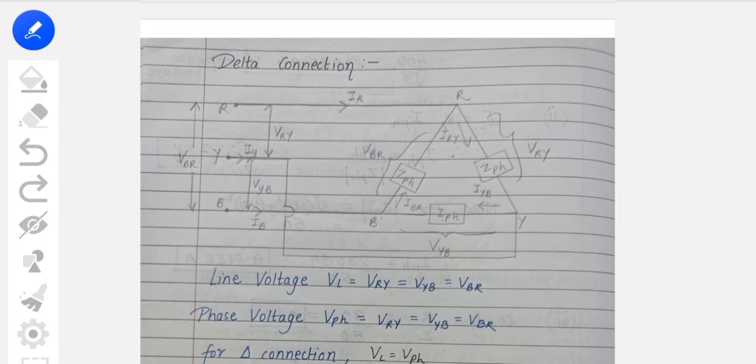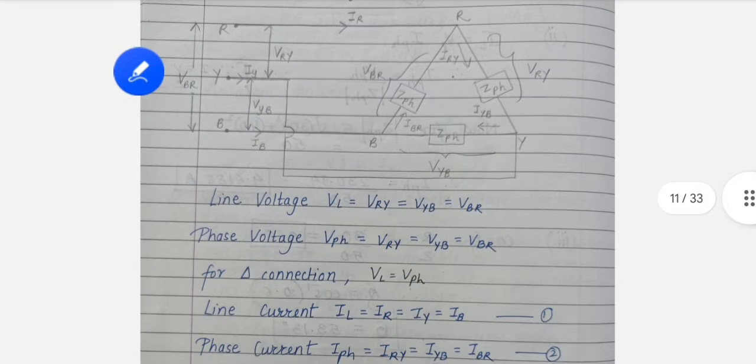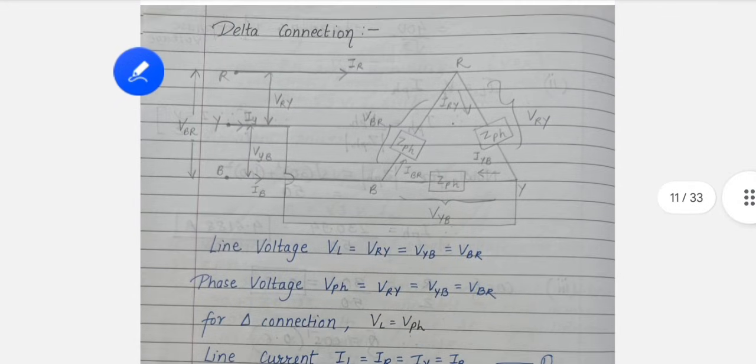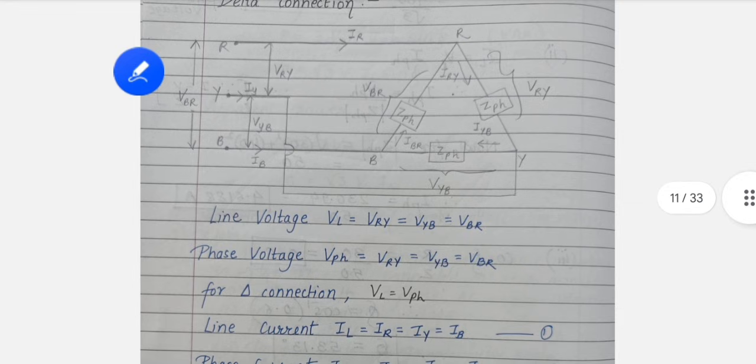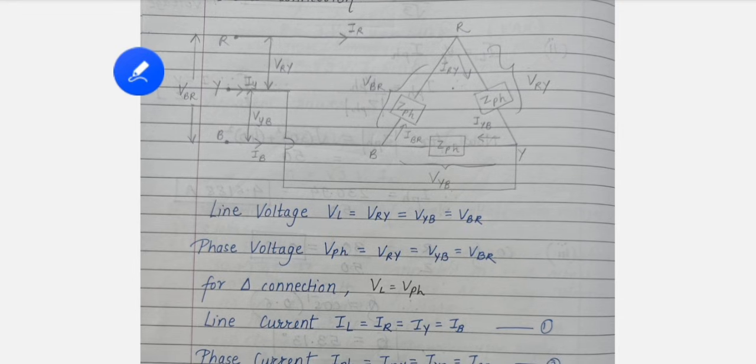Now also you have to mark the currents here like this, as I have shown here, IRY, IYB and IBR. Don't forget that you have to show the same arrow. So this was your current. Then the same thing here also: you have to mention line voltage, phase voltage, their relation, then line current, phase current, their relation. So how can you do that? Here for line voltage, again the same thing you have to follow, but what will be the difference? See, the opposite thing will happen.